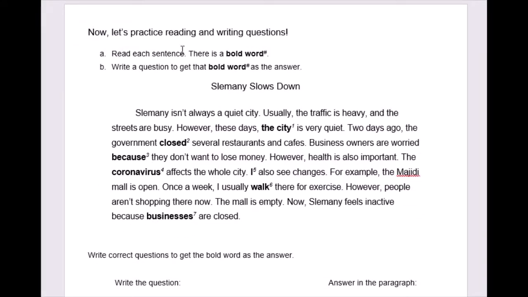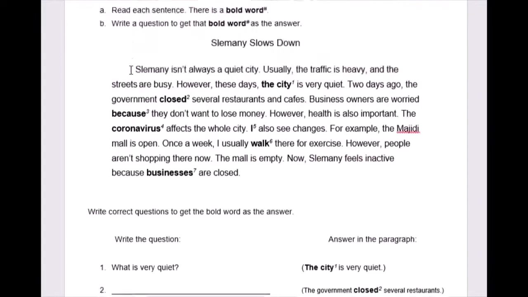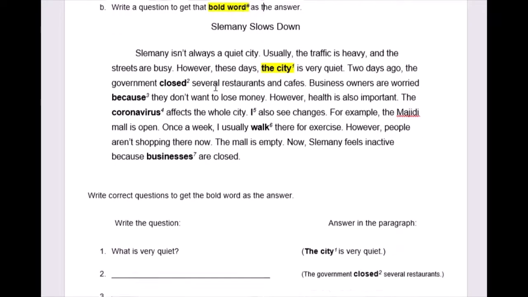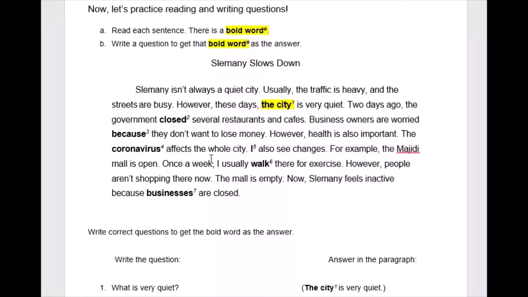Okay, so now we are going to practice some reading and writing questions. All right, so first read each sentence. This is a little story, a little paragraph. Slimani slows down. Okay, and in the sentence, you see a bold word. It has a number next to it, okay? And that is the information that you want as your answer. So I want you to write a question to get that bold word as the answer, okay? So we'll do number 1 together.